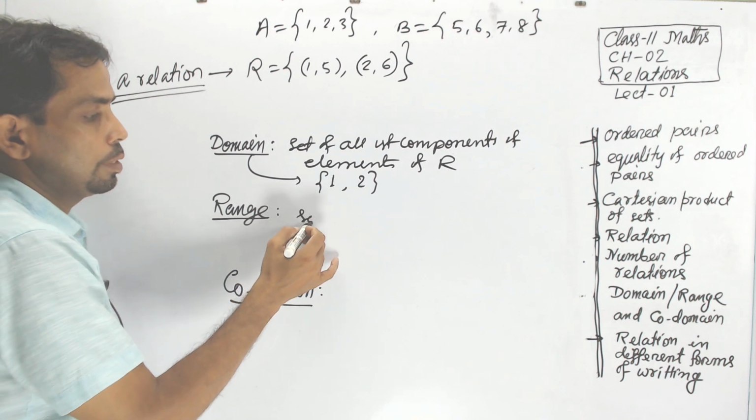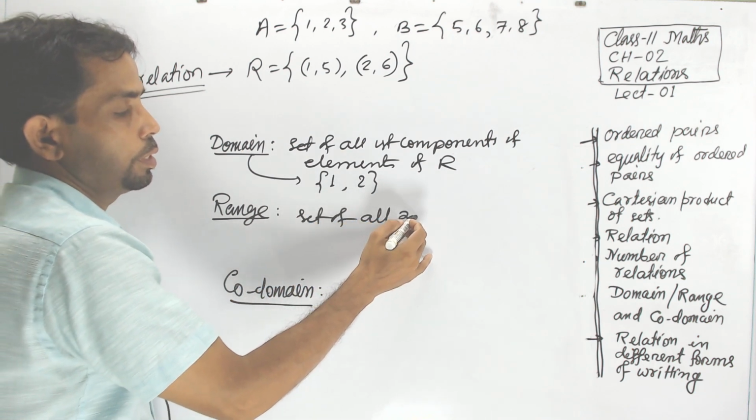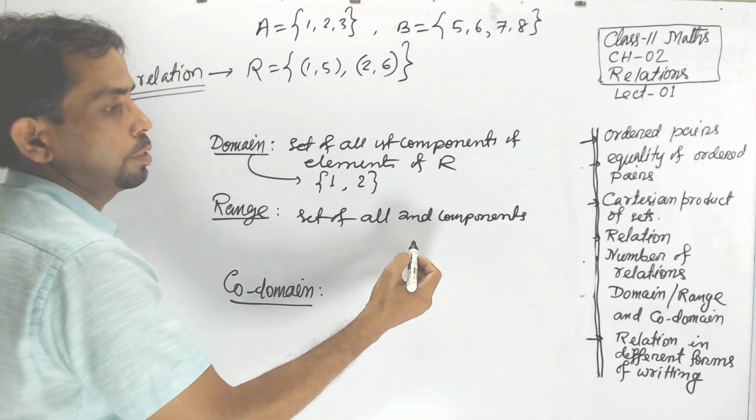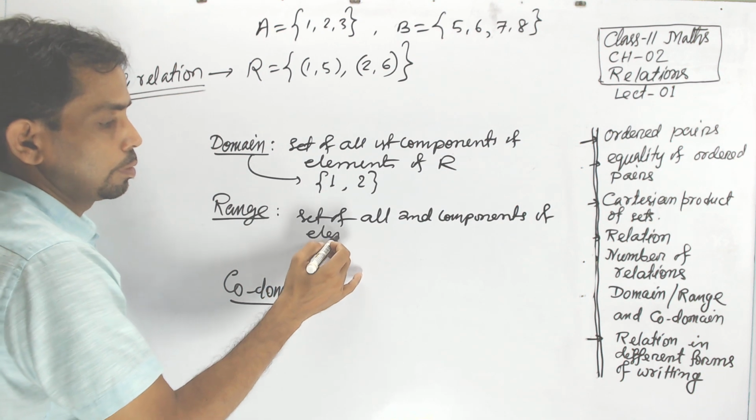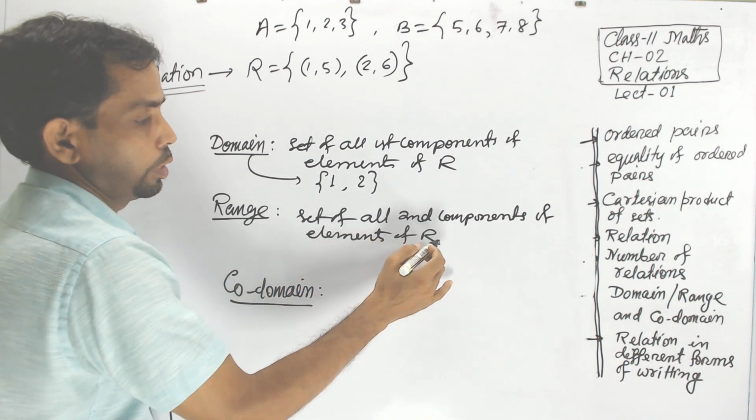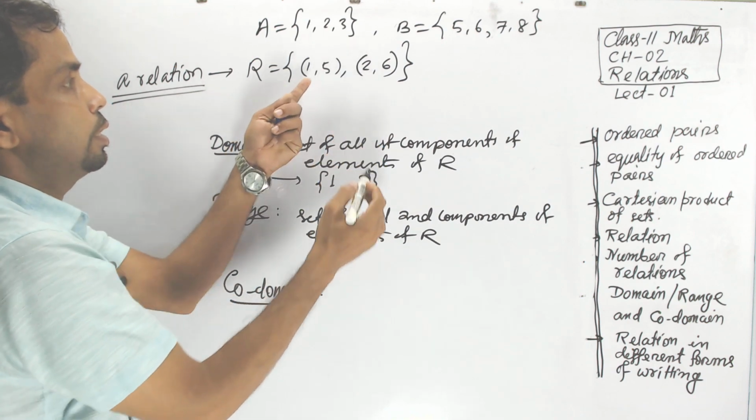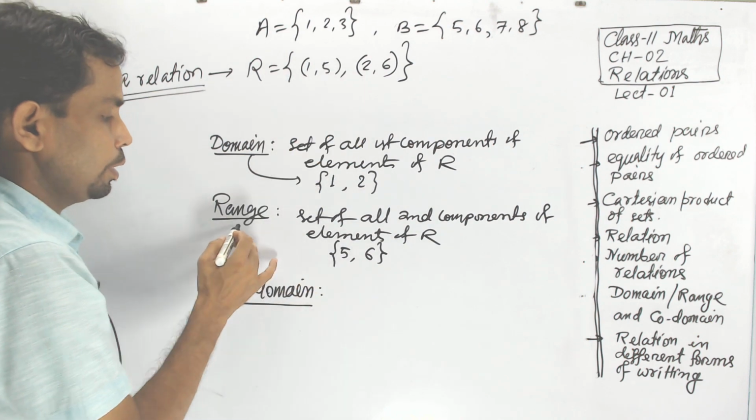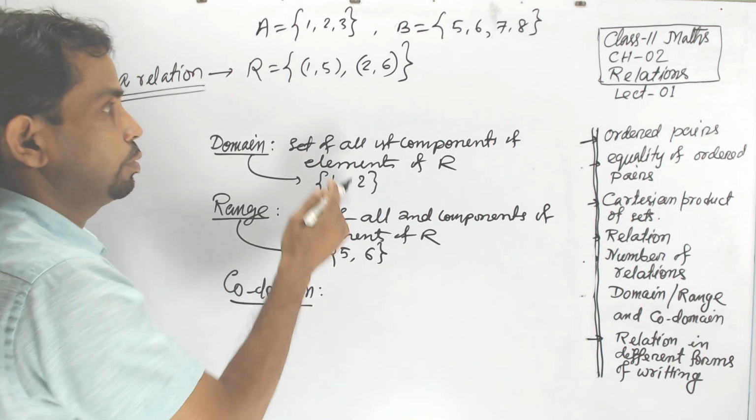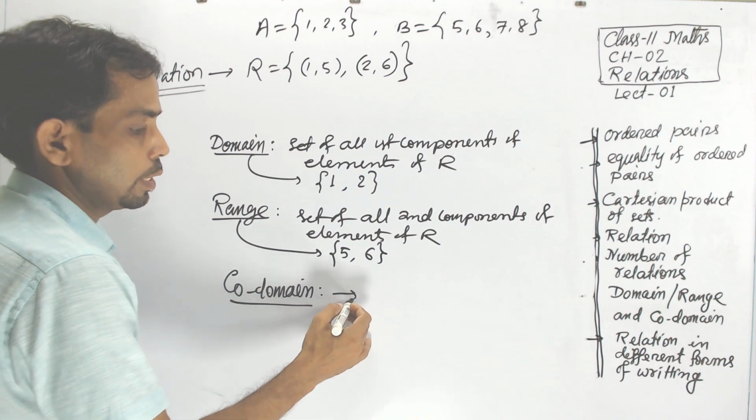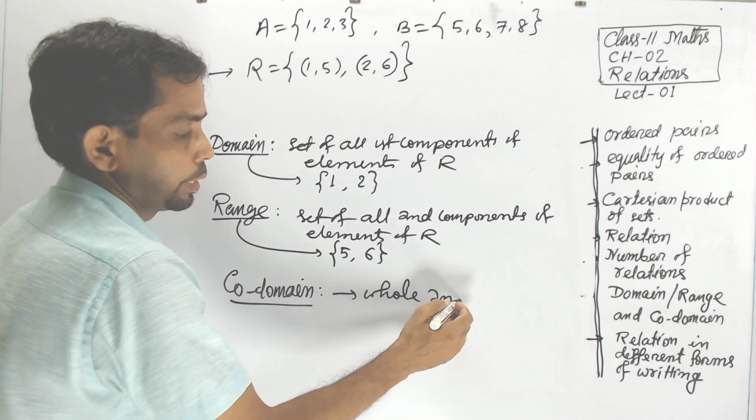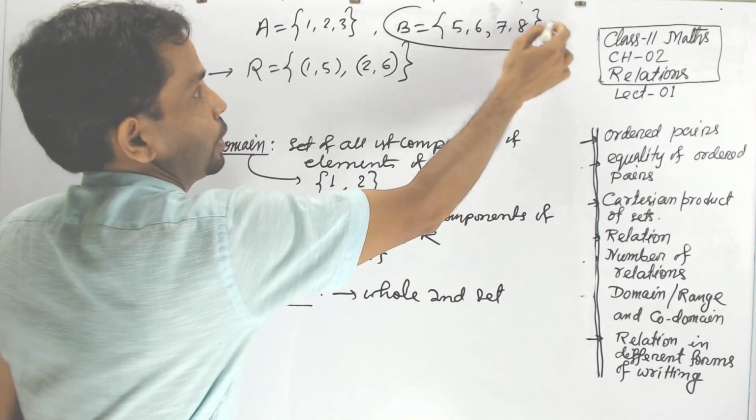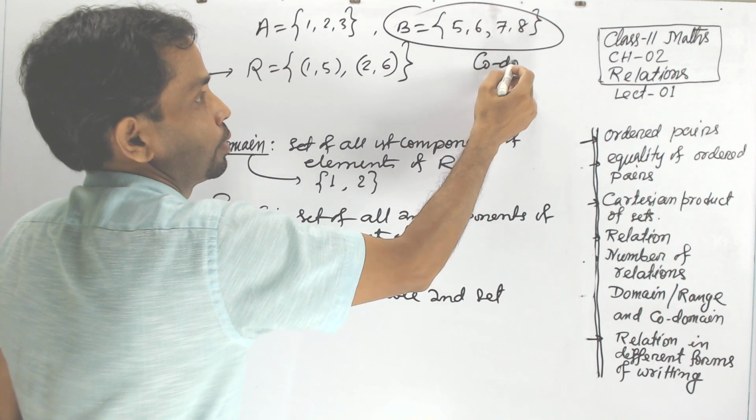Then the range is the set of all second components of elements of the relation R. So what are the second components here in this relation? The second components are 5 and then 6. The set of second components is the range. So this is the range for this relation. And then the codomain is always the whole second set. Here the relation is from A to B, the second set is B, and this whole second set is the codomain.